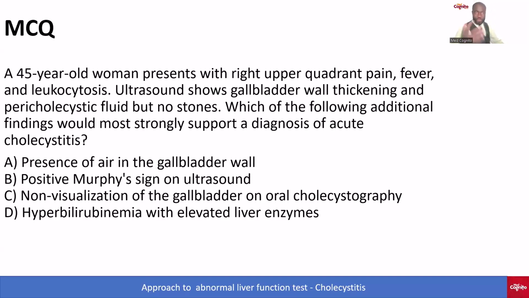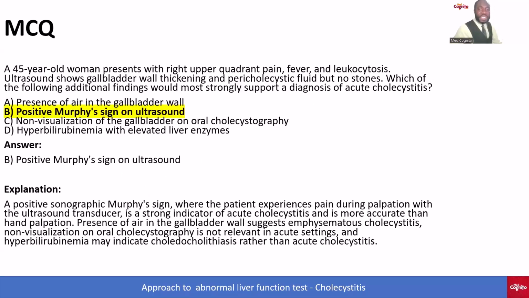And the answer. So what's your answer? It will be B. Positive Murphy's sign on ultrasound. We are getting to the sight of glory so far as gallbladder disease is concerned. A positive sonographic Murphy's sign, where the patient experiences pain during palpation with the ultrasound transducer, is a strong indicator of acute cholecystitis and is more accurate than hand palpation.